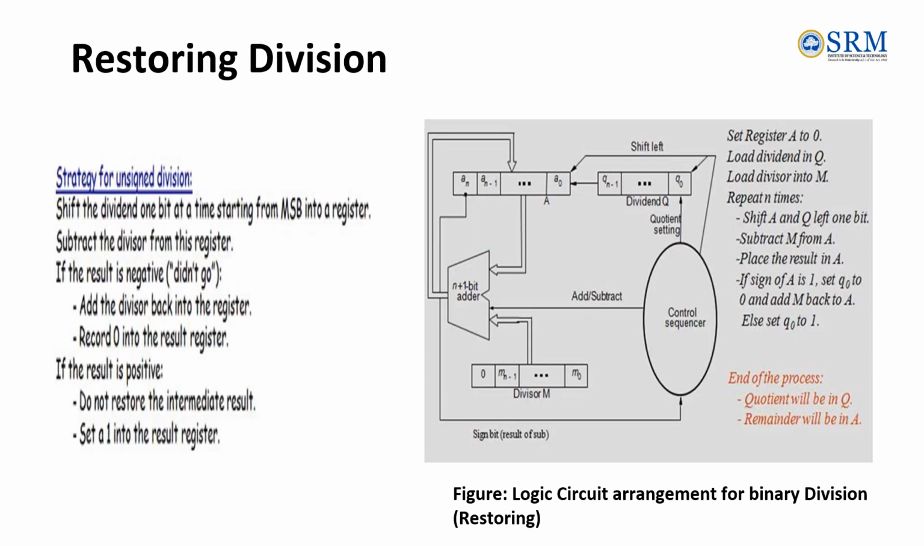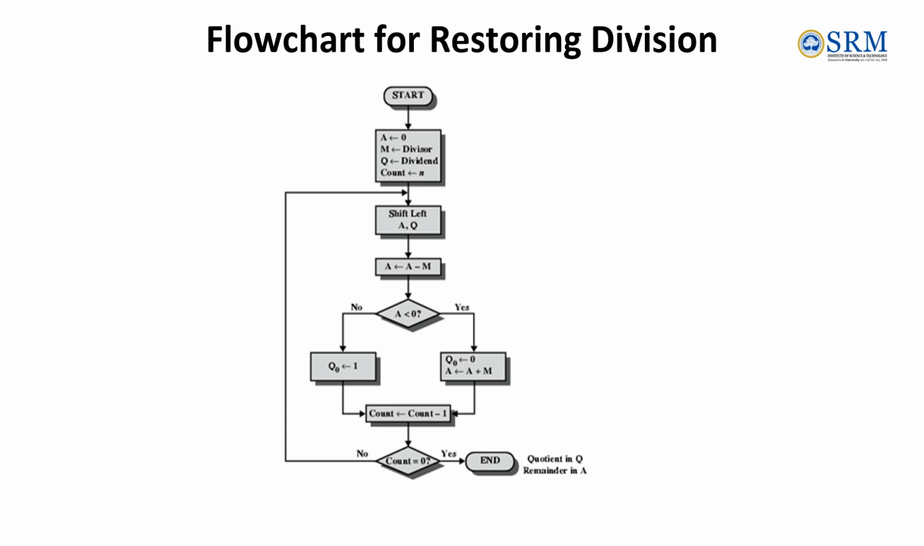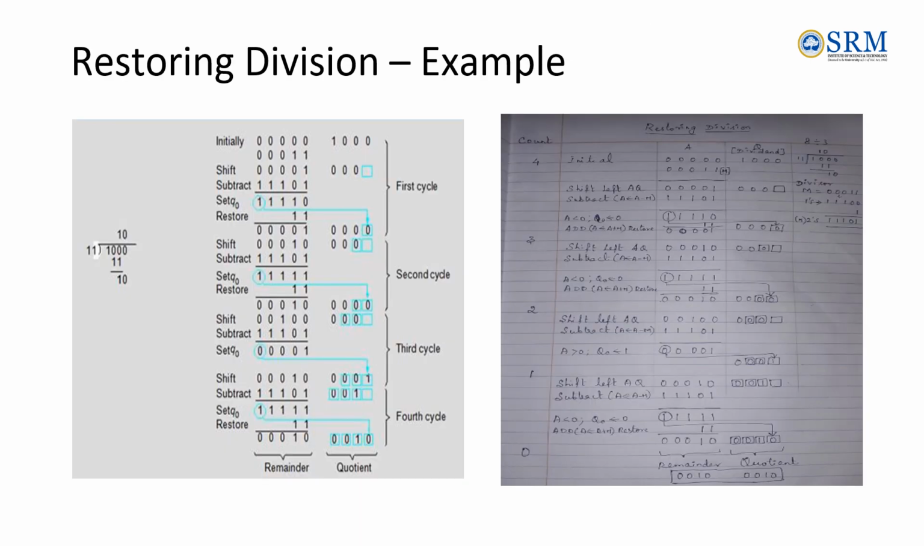So this is the circuit we got. And this is the flowchart for restoring division. A is set to 0, M is the divisor, Q is the dividend and count is n. Shift left A and Q, then do A equals A minus M. If A is less than 0, Q naught will be set to 0. Otherwise, Q naught is set to 1. Then A equals A plus M is done and count is decremented. This operation repeats until count is 0.